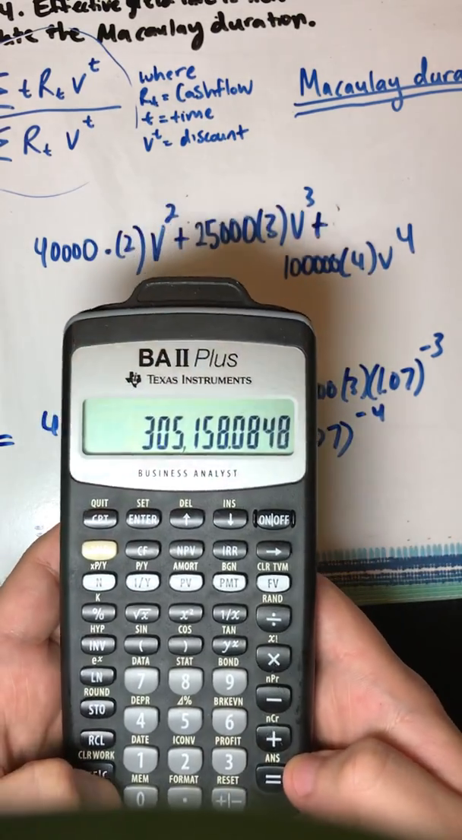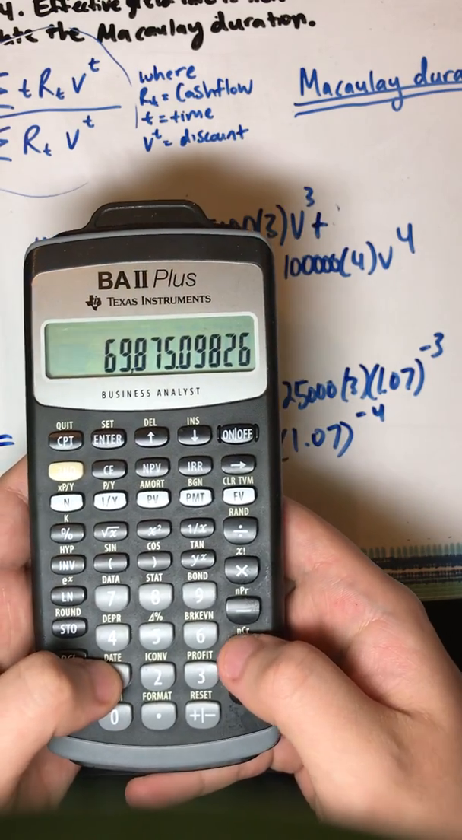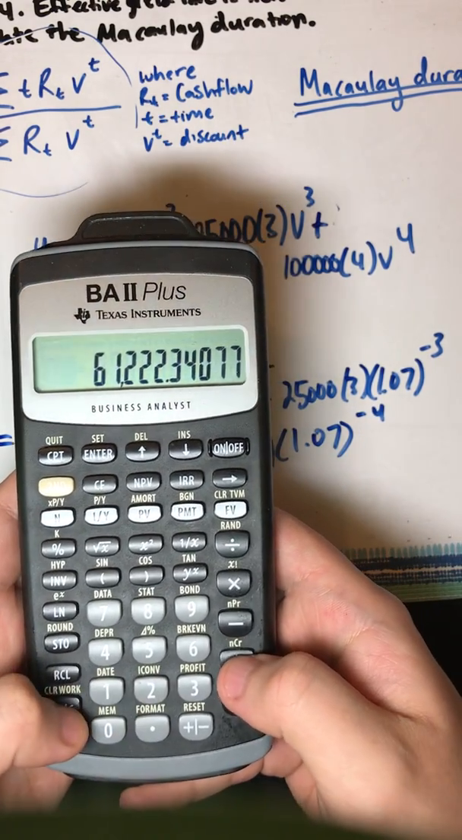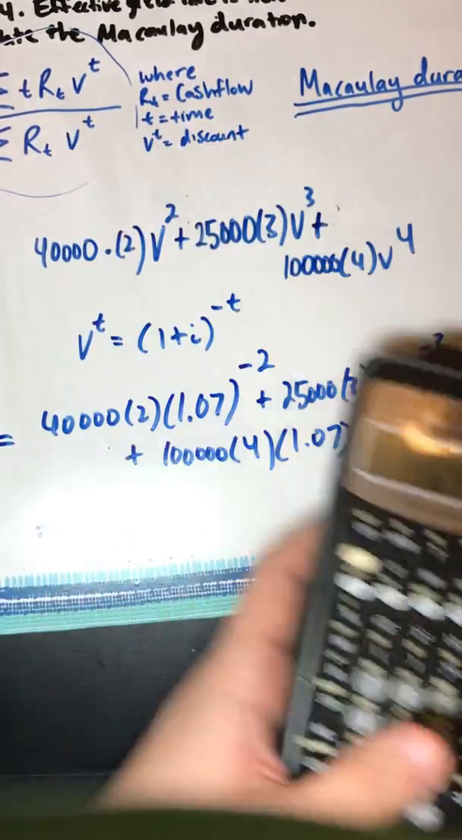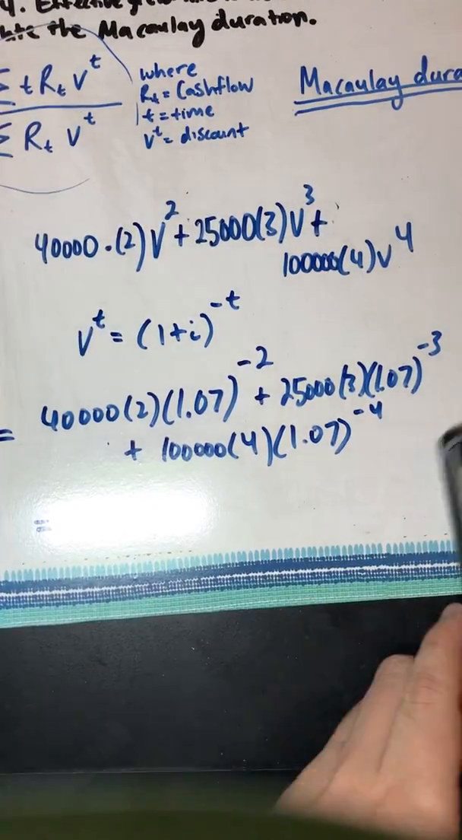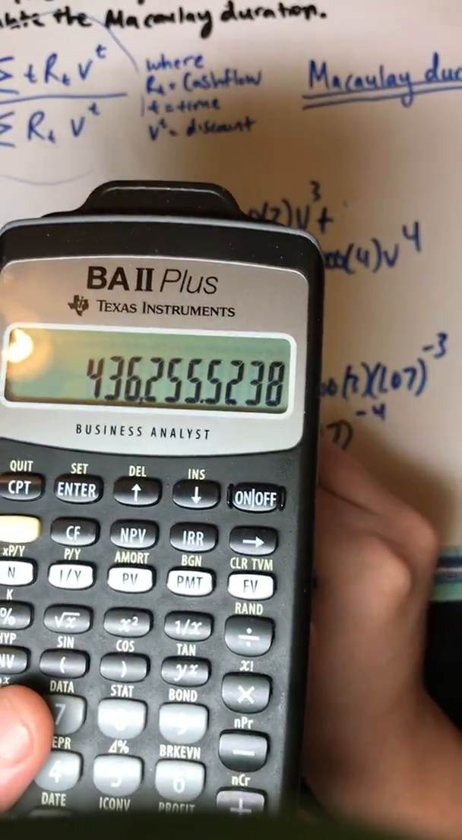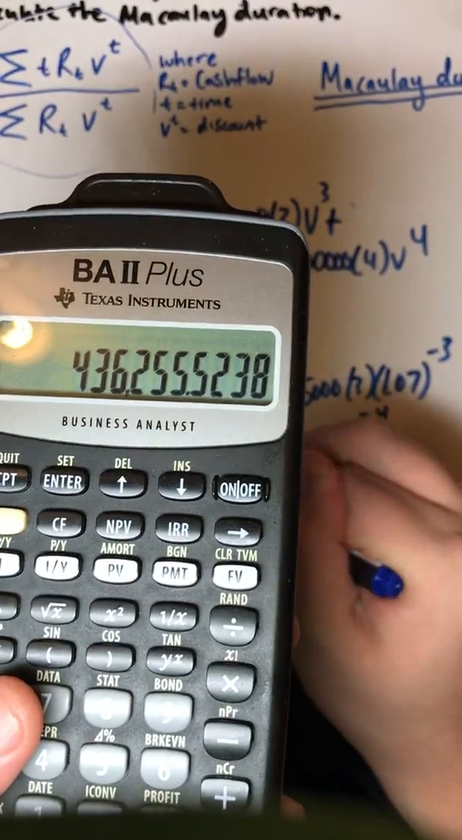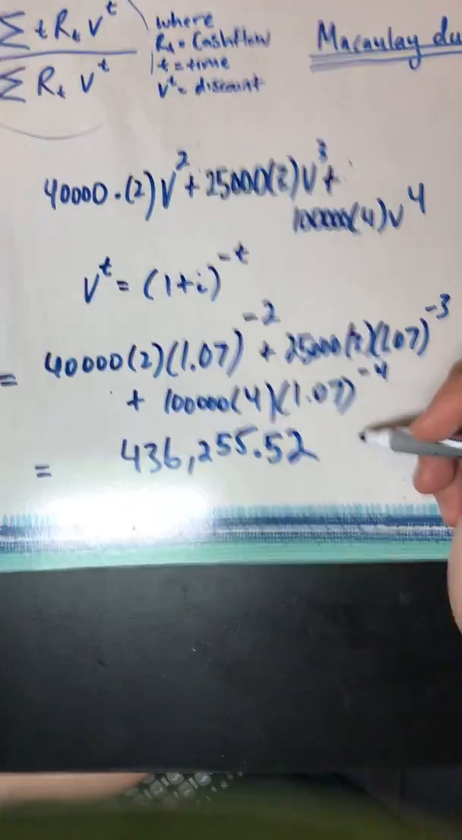So if we recall 1 plus 2 plus 3, we get that the numerator is 436,255.52. So this is the numerator.